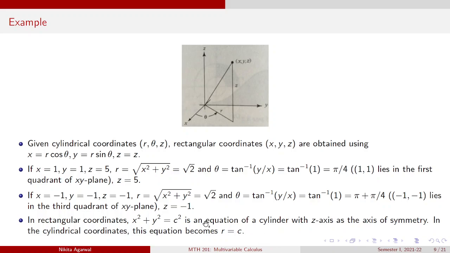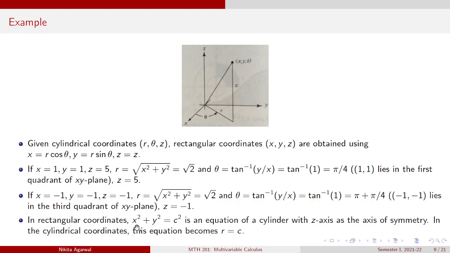Now, this last bit is important. In rectangular coordinates, if I look at this equation, remember in R3, this equation is the equation of a cylinder with the z-axis as its axis of symmetry, right? If you draw this cylinder, this is what you get. So in cylindrical coordinates, what is the equation?